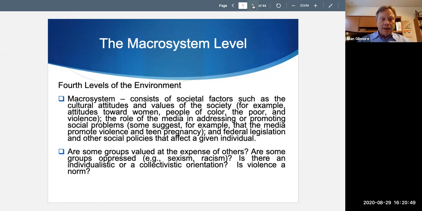It's interesting to think, are some groups valued at the expense of others? Are some groups oppressed through things like sexism and racism? Is there an individualistic or a collective orientation? Do we as a country have a tendency to think one for all and all for one, and we support everybody, and we all want to work together for the benefit of everyone? Or are we operating from a place where we basically think about ourselves and nobody else? And is violence a norm? Interesting, given what we're seeing in our country today.